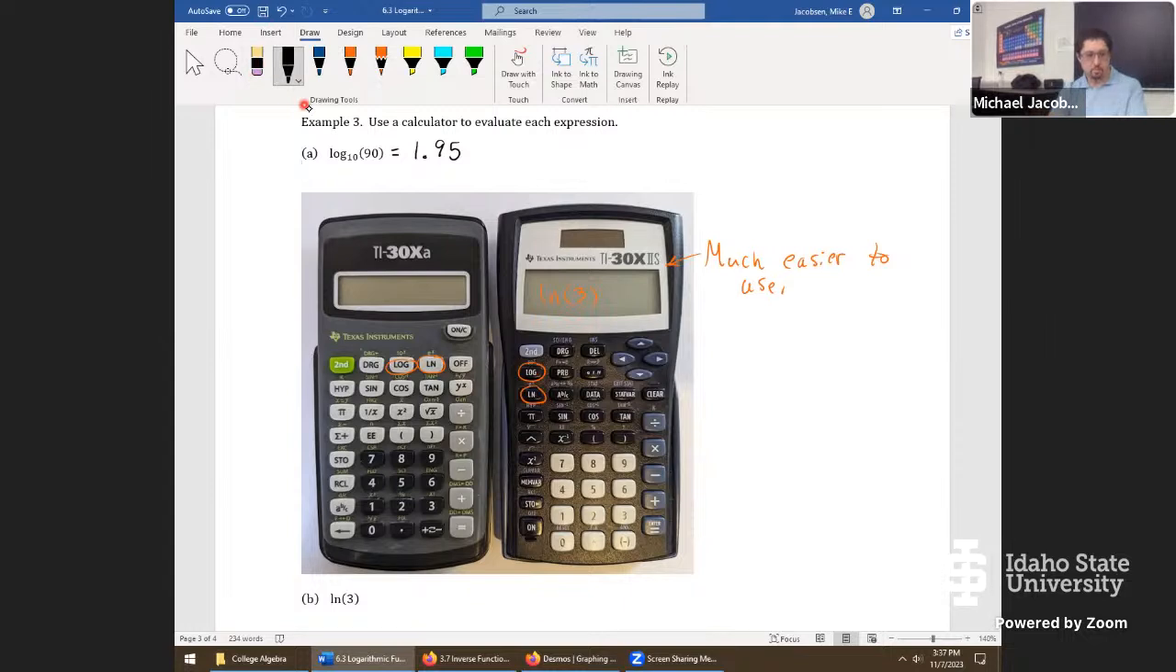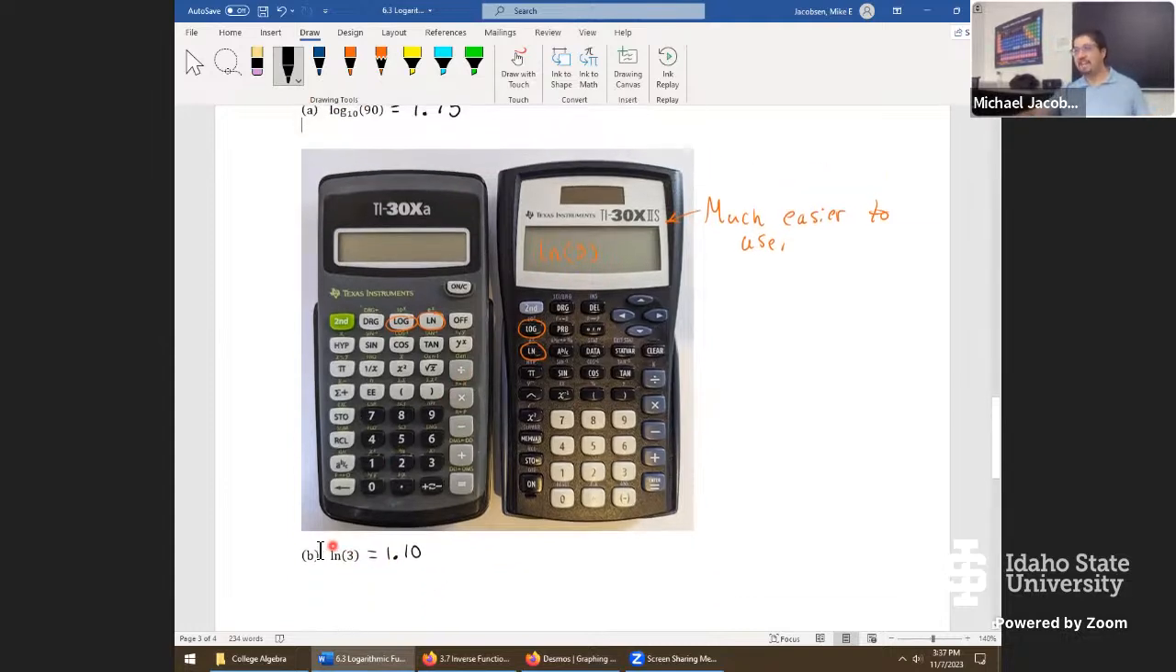Oh, that would round up, 1.0986. Let's go with 1.10. Does that look right to folks on that rounding there? Awesome. So the natural log of 3 is 1.10.